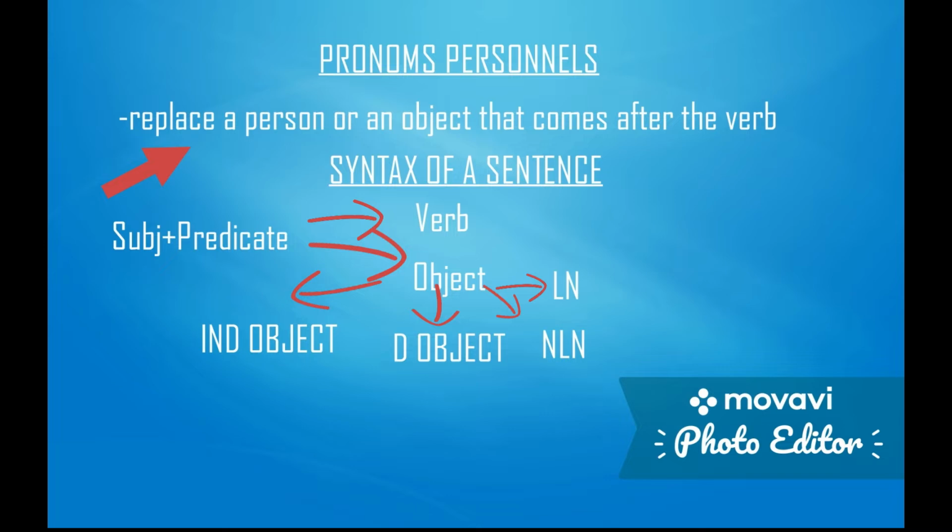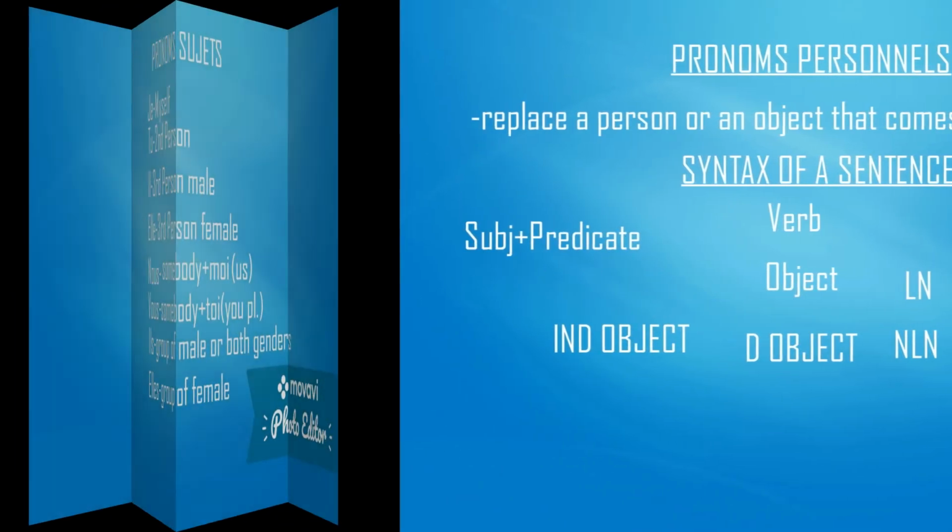Let's first revise the syntax of a sentence. A sentence has a subject and a predicate, which can either contain a verb or an object. An object can further be classified into living noun, non-living noun, direct object, that is, an object that is not preceded by a preposition, and indirect object, that is, an object which is preceded by a preposition.